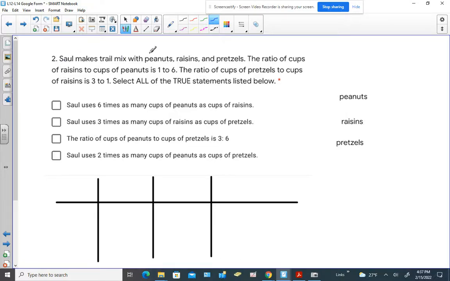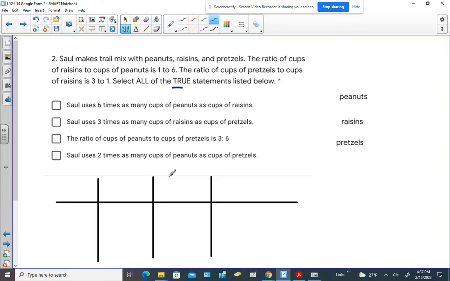We're looking at number 2. Saul makes trail mix with peanuts, raisins, and pretzels. The ratio of cups of raisins to cups of peanuts is 1 to 6. The ratio of cups of pretzels to cups of raisins is 3 to 1. Select all of the true statements listed below. And they give us these 4 statements, and we have to read them and analyze them and interpret them. So that makes this question, in my opinion, very difficult.